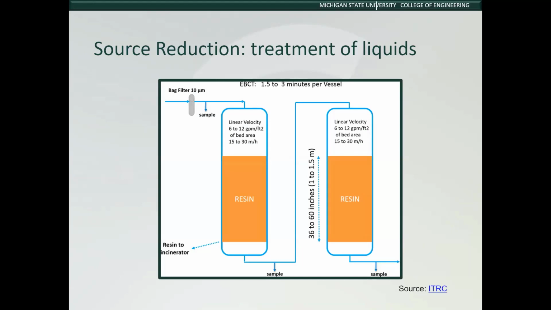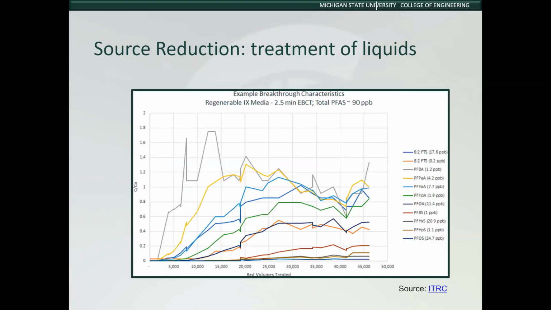Again, with ion exchange resins, we have similar problems or challenges as we do with granular activated carbon. What do we do with the spent resin? Do we incinerate it? Do we regenerate? How do we process this material? And this figure here really just exemplifies again the variability in removal of these chemicals on an ion exchange media.